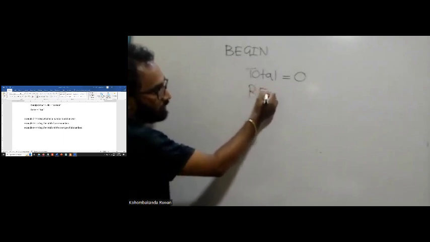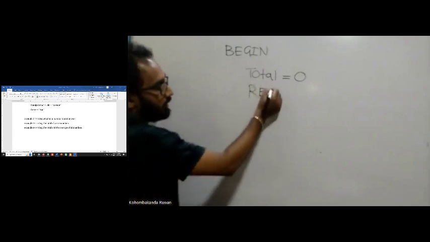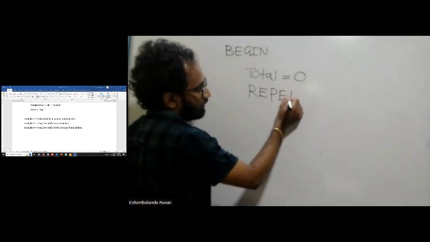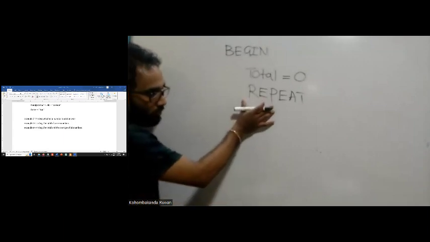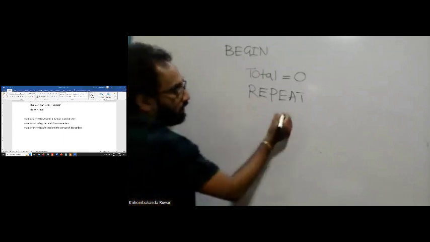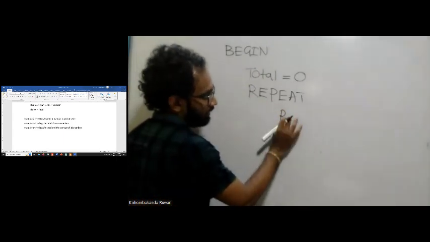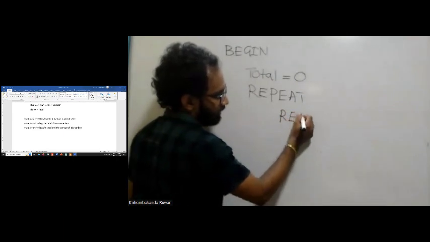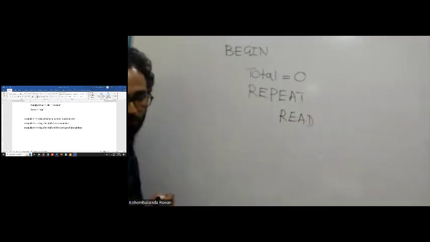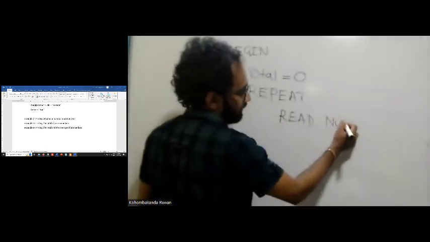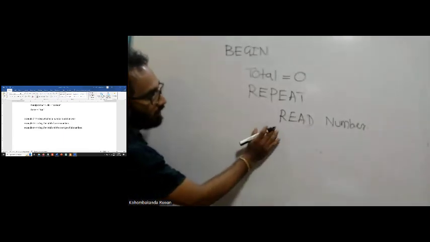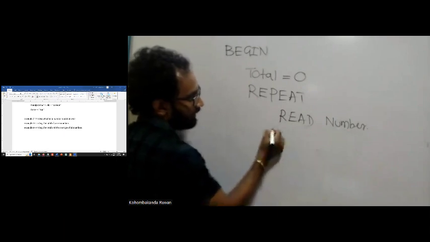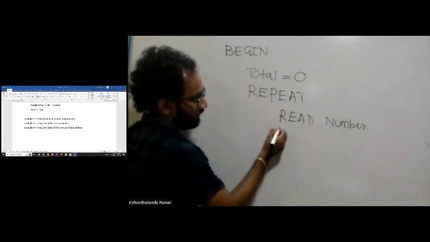Right, now I will start by writing repeat. There is a special word, repeat. That is one kind of a repetition. What you want to repeat? Read number. Read the number. Then calculate.